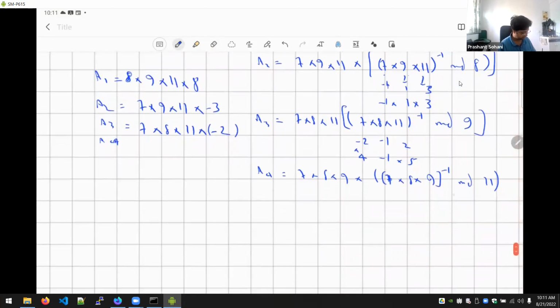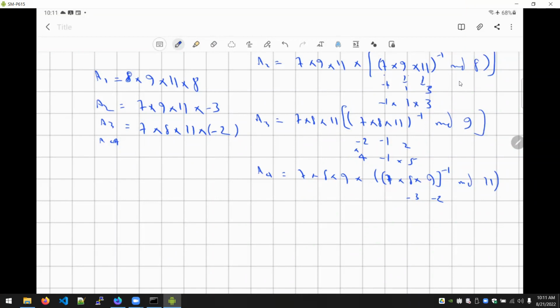So A4 is what mod 11? So my 7 can be replaced with -4, -3 and -2. Let's do it in the positive direction. So, sir, -6. On A4, the answer of A4 is -6. Okay, the answer of A4 is -6.